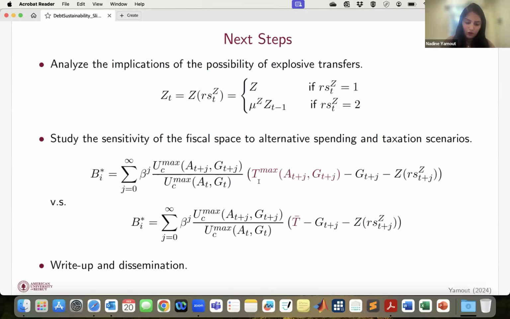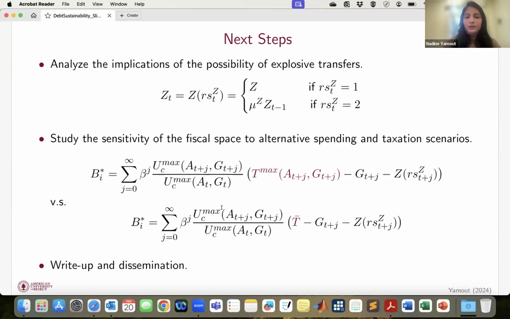And briefly, to tell you what the next steps in this project are. The figures I've just shown you and the analysis are based on the assumption that transfers by the government are non-explosive, meaning that they're not going to grow exponentially over time. But we know nowadays that most of these economies struggle with financing social security and health spending. So we need to consider a more realistic scenario of the possibility of growing transfers by the government, and study the implications in that case.